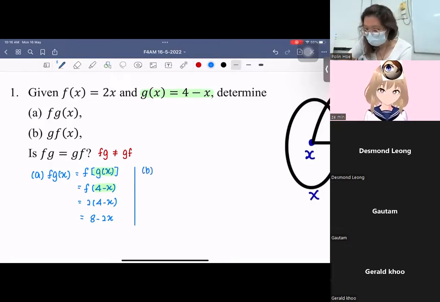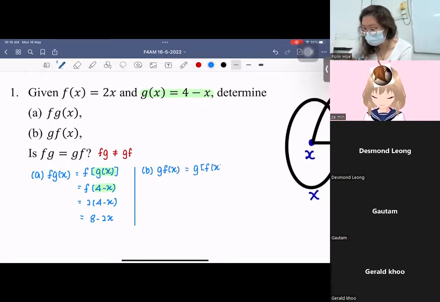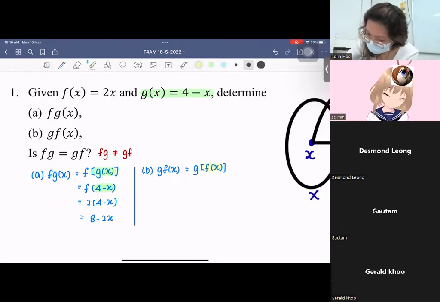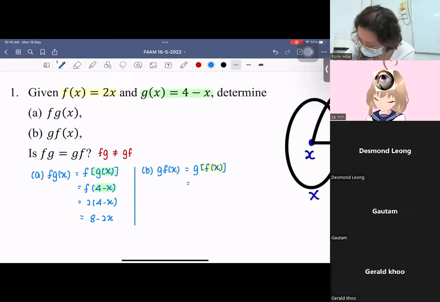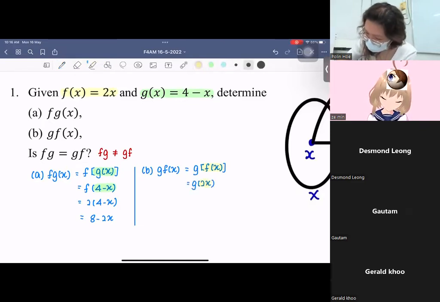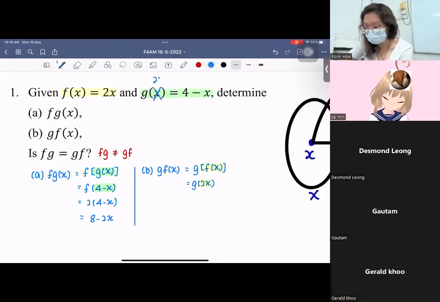Part b, gf(x). f(x) equals 2x. x has been changed to 2x, same goes to this x. So my answer will be 4 minus 2x.